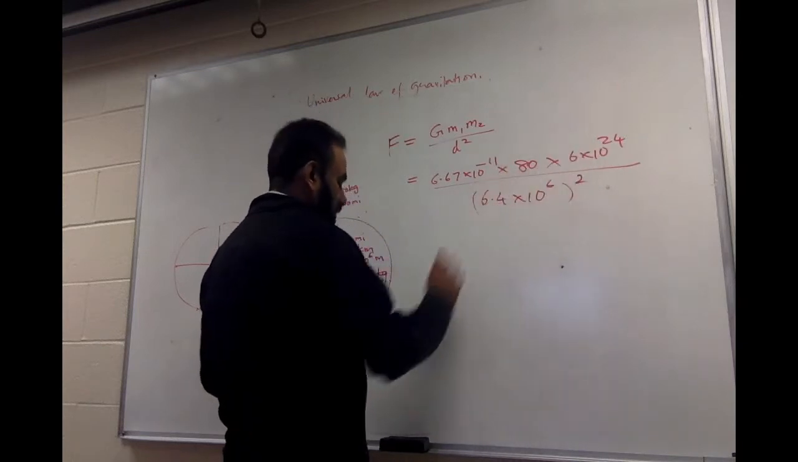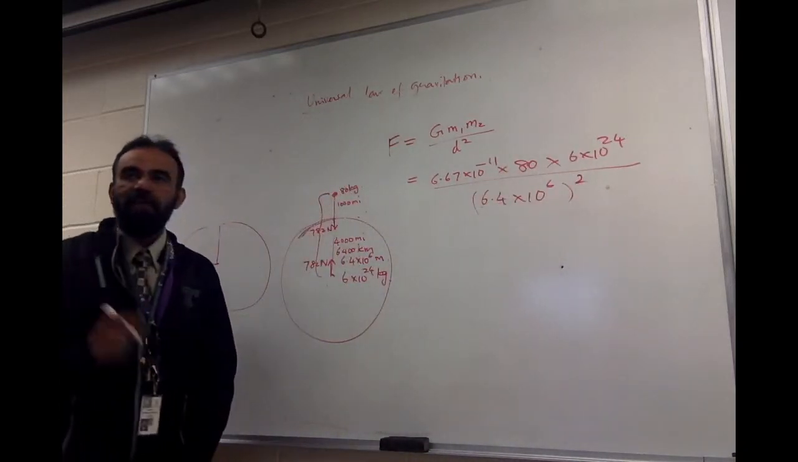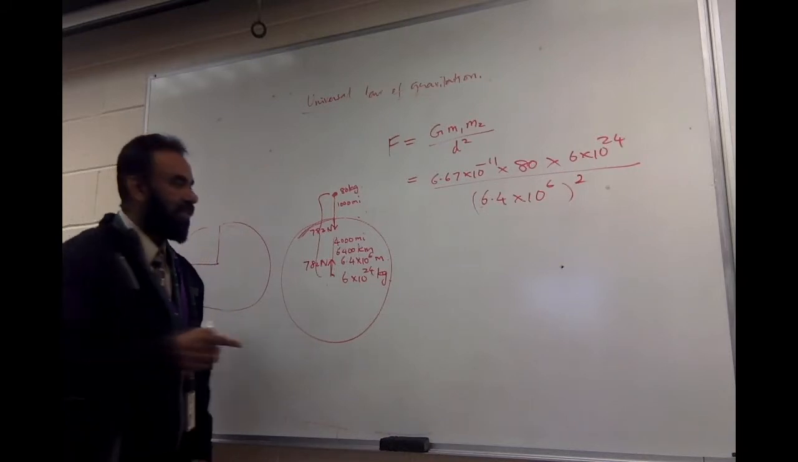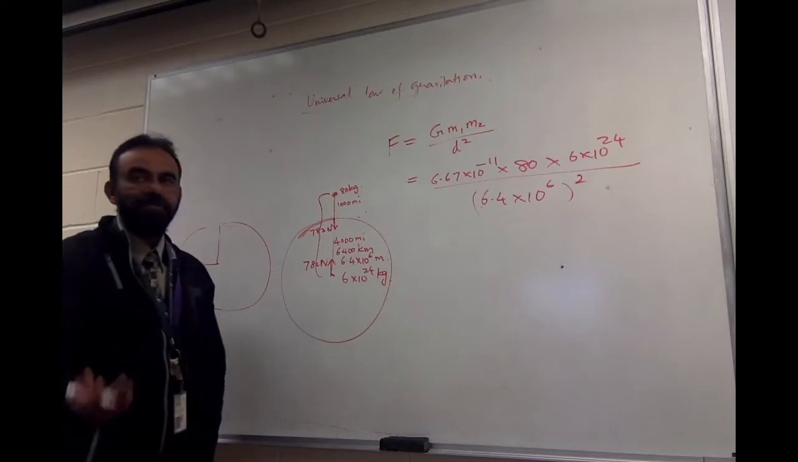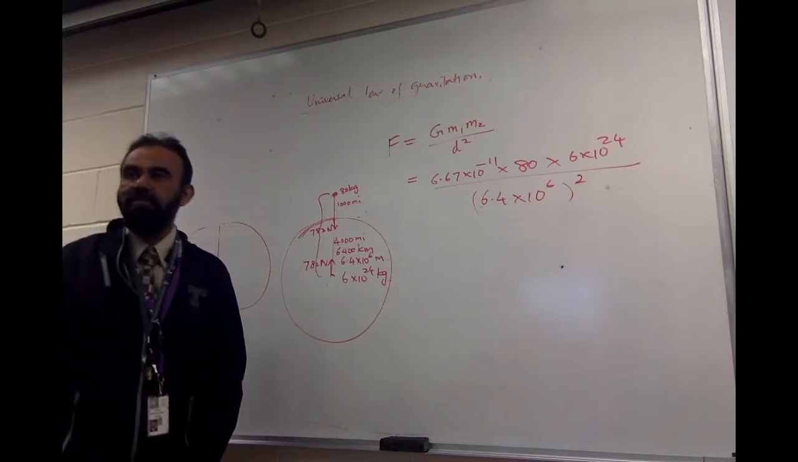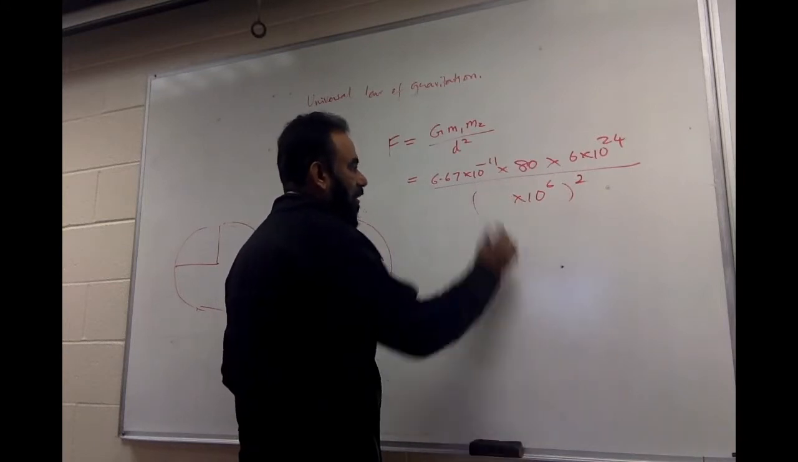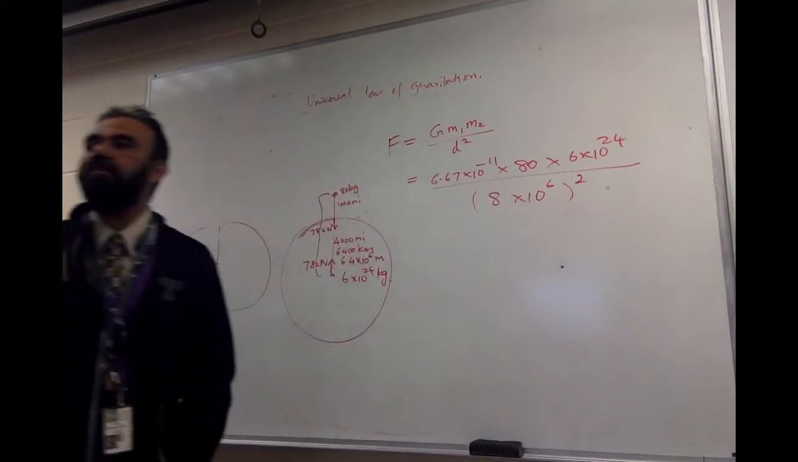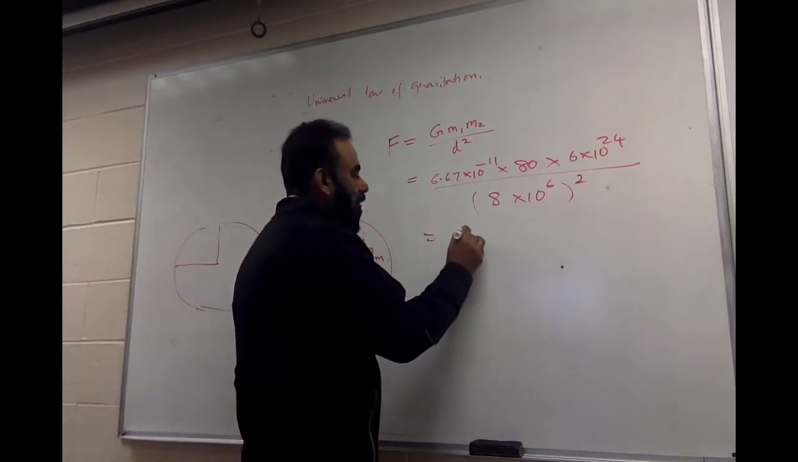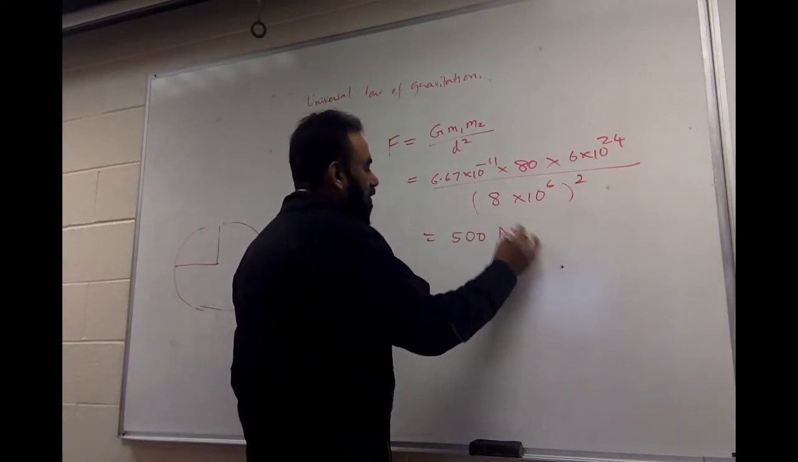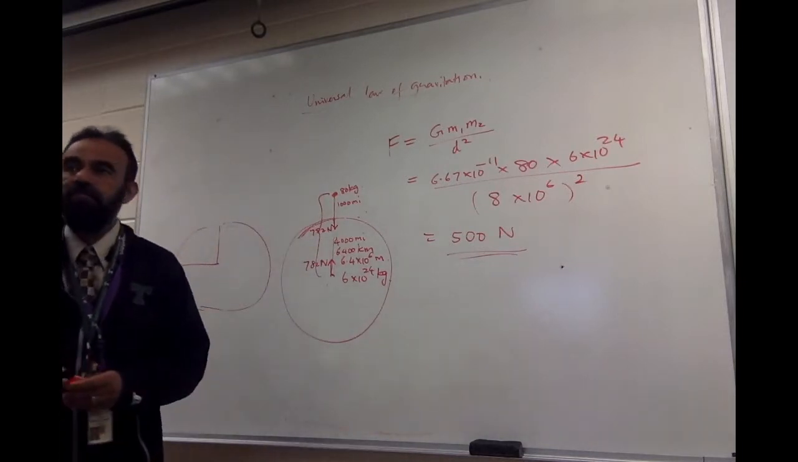Everything is fine except this, right? So what is the total distance now? It's going to be 5,000 miles, which is how many kilometers? 8,000 kilometers, which converted to meters is 8 times 10 to the power 6. So it will be 500.25, almost 500 newtons. So I will weigh 500 newtons when I'm there.